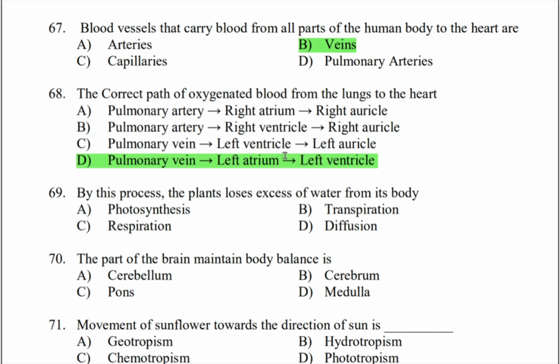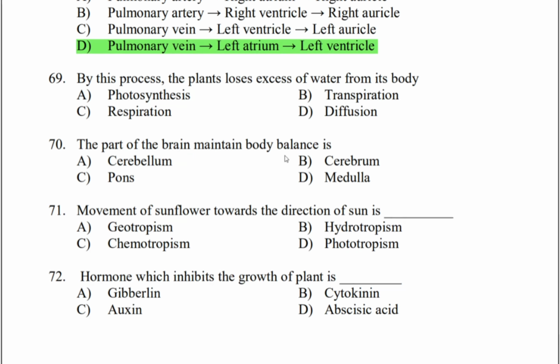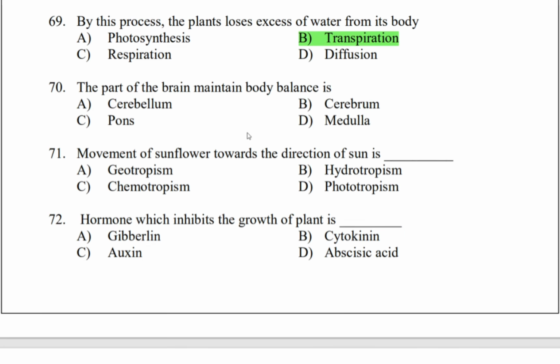pulmonary vein, left atrium and left ventricle. By this process, the plant loses excess water from its body. It is the process of transpiration. Therefore, the correct answer is option B, transpiration.